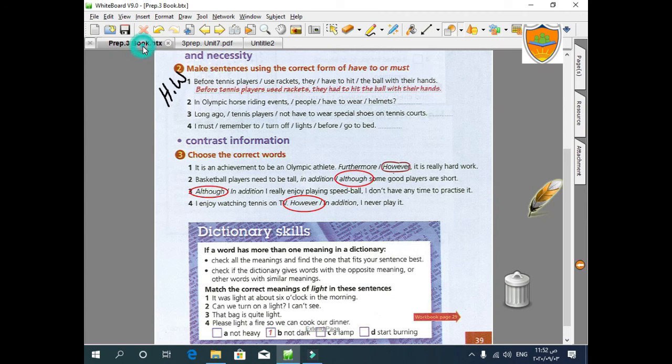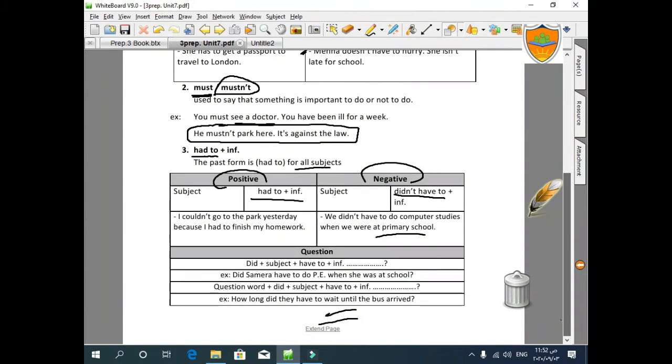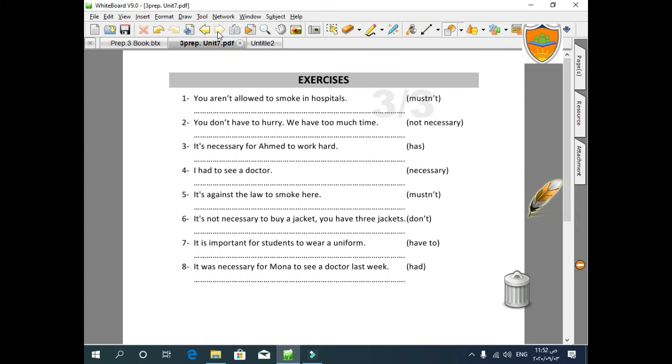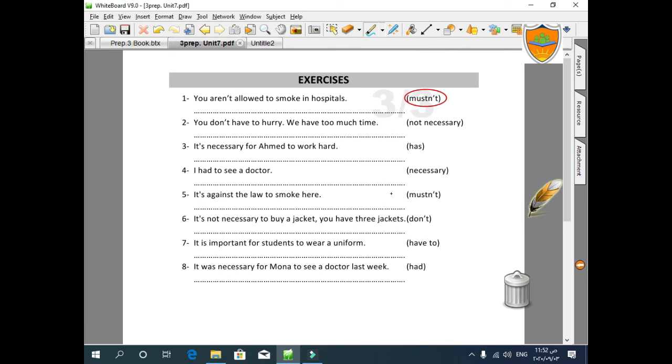Now let's move to this structure again to know that we still have some exercises about today's grammar. You aren't allowed to smoke in hospitals. We need to use mustn't. We need to use mustn't. It will be: you mustn't smoke in hospitals.